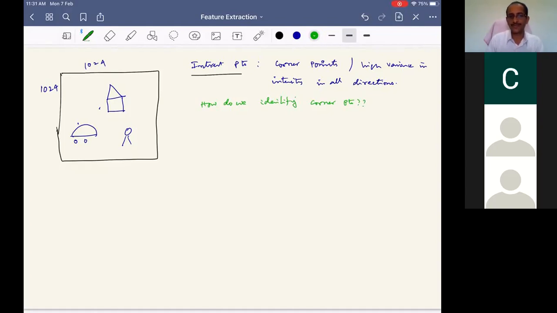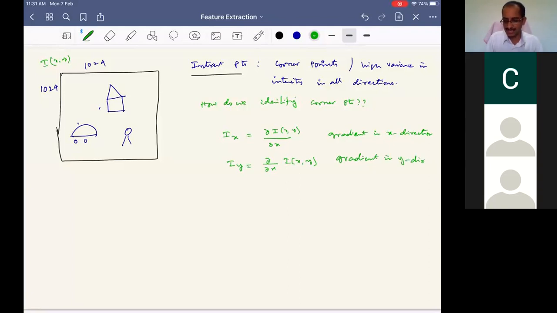So change of slope. Change of slope, fine. So first of all, one suggestion is, if this is I of x comma y, assume that I have found Ix, where Ix is defined as dou by dou x of I of x comma y, so gradient in x direction. And also I have found Iy, dou by dou y of I of x comma y, in y direction. Good. Then what is the next step? I have found gradients in x and y directions. Of course, I can also find the gradient G, root of Ix square plus Iy square. Fine. Then what is the next step?